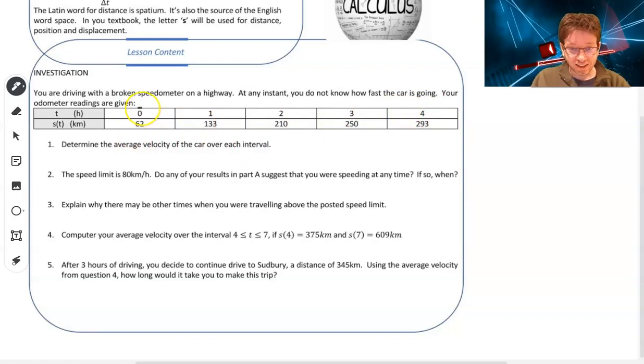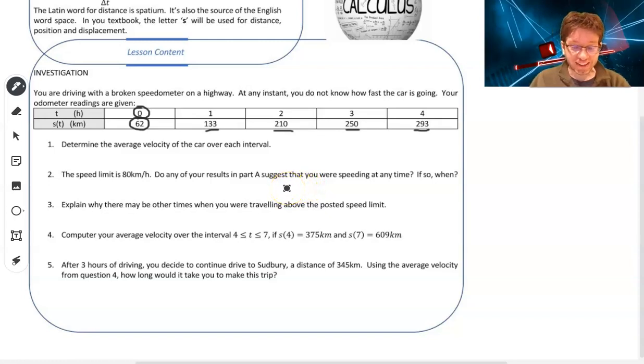We start recording what our odometer reads at a time 0. So when we begin our experiment, it says 62. All right. After 1 hour, it says 133. After 2 hours, it says 210, and 250, and so on after 4 hours. We want to determine the average velocity of the car over each interval.